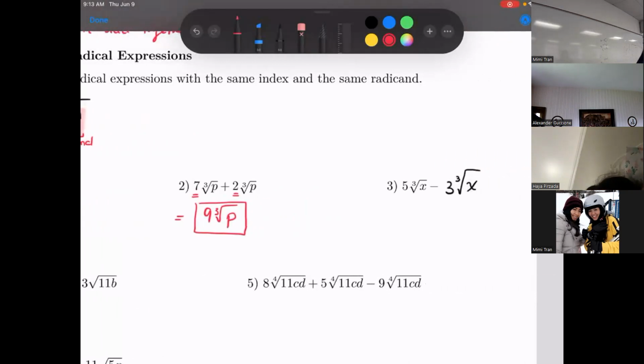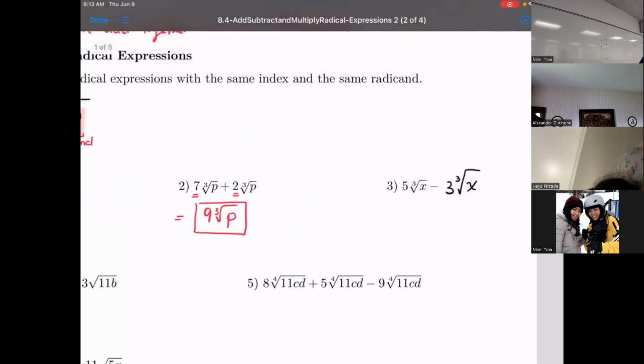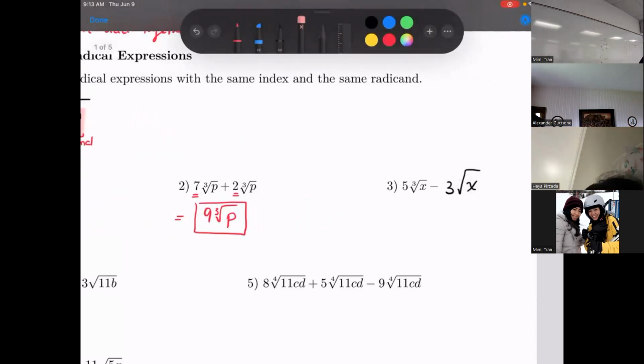And then the third one, let me rewrite the cube root here to be next to the little radical right there. So again, same radicals, right? So combine the coefficients. 5 minus 3 is 2. So 2 cube root of x.